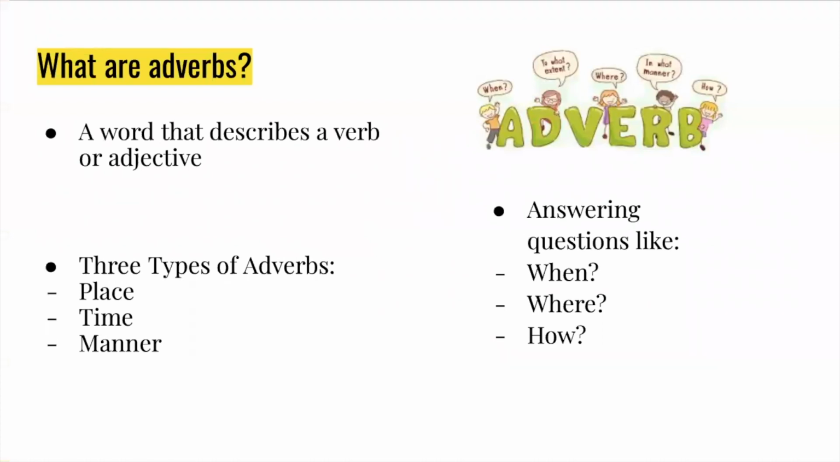What are adverbs? An adverb is a word that describes a verb or an adjective. There are three types of adverbs in particular. The first one is place, then time, and then manner. These three types of adverbs answer three questions. These include when, where, and how.